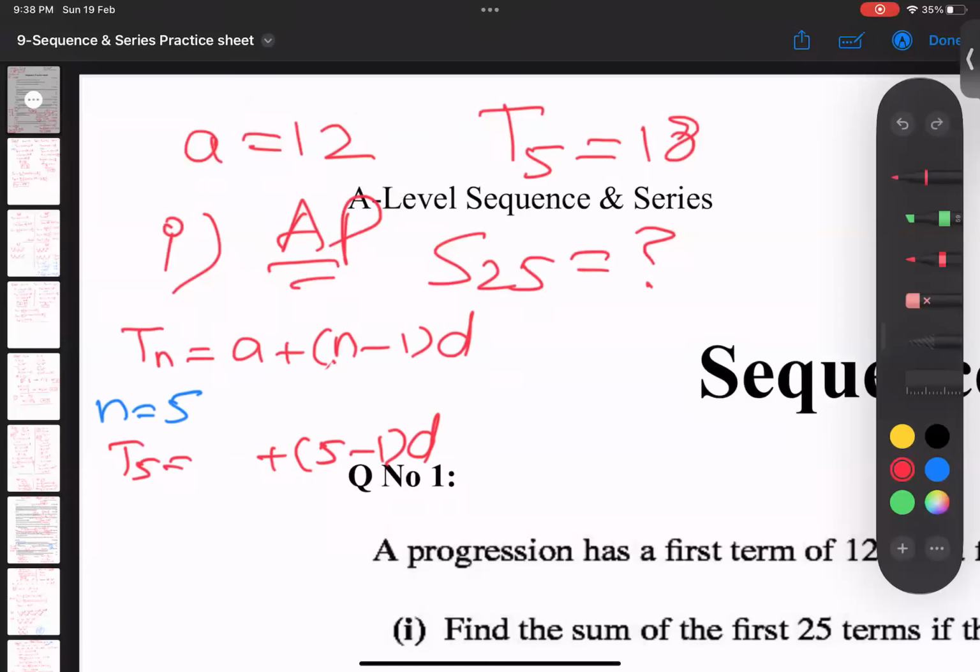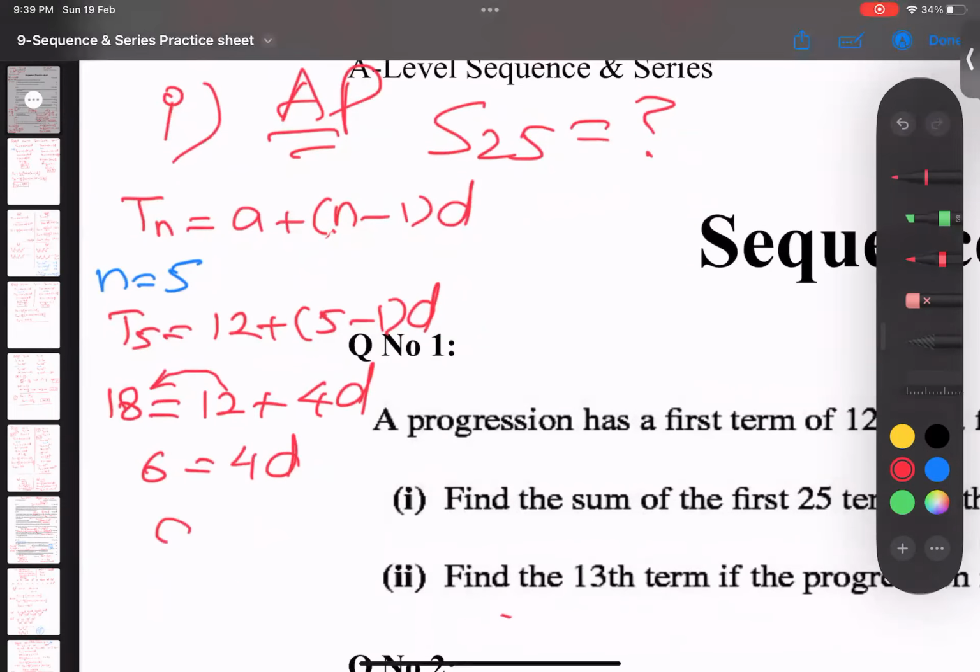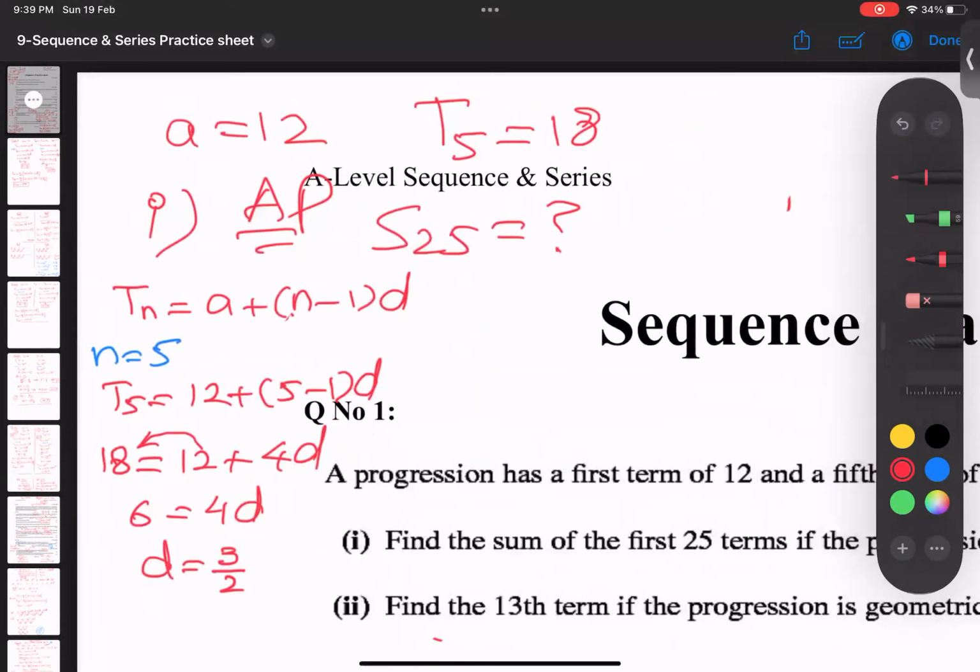I will plug in 12. And T5 is 18, so I am putting 18 here. You see, gradually you are getting the point. And 5 minus 1, you're getting 4d. 12 will go there and subtract. I get 6 equals 4d, and d is coming 6 by 4, or 3 by 2. Mabruk. Common difference, I got it.